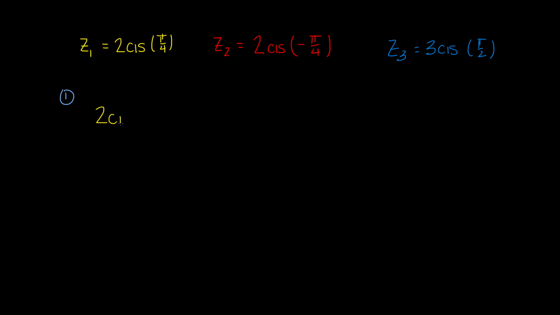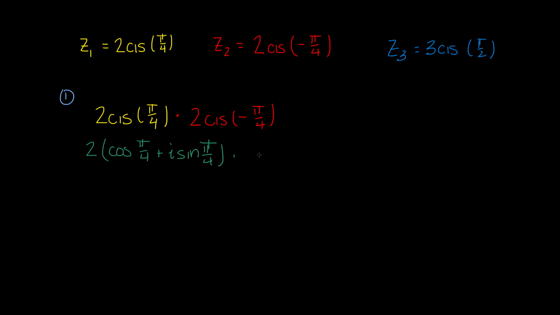So I'm going to do 2 CIS pi over 4 times 2 CIS negative pi over 4. Breaking this up a little bit, I'm going to pick green. What this really looks like is 2 cosine pi over 4 plus i sine pi over 4, times 2 cosine negative pi over 4 plus i sine negative pi over 4. There's no reason I put parentheses around this cosine and not the others.